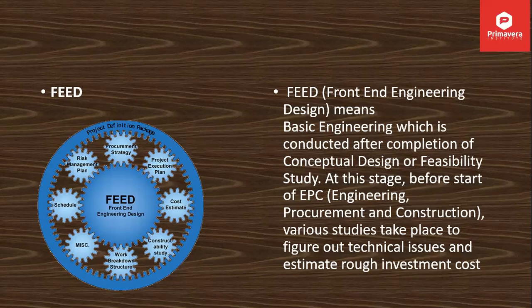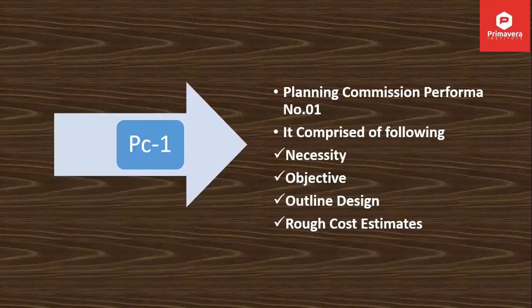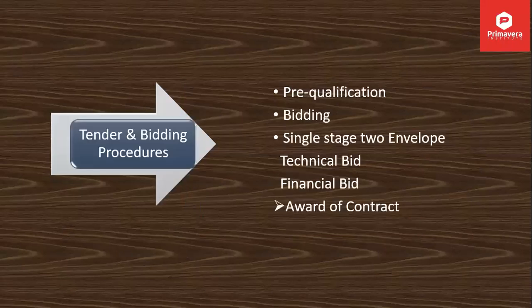Once your FEED is done, you have to compile your third document, planning commission pro forma number 1, which will comprise the necessity and need of that project, the objective of that project, outline design, and rough cost estimates. This is an engineering estimate as well. After the engineering estimate, you will go into tender and bidding. In this, you will pre-qualify the people who are going to bid for this project. Then you are going to make the bidding. There can be a single stage, or a technical bid and financial bid. And then there is a complete procedure of bidding.